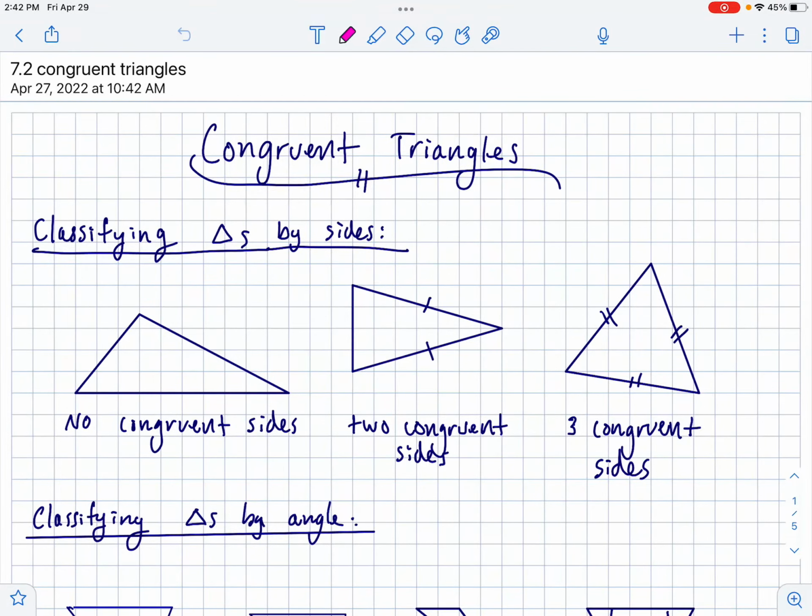All right, you guys. Today for 7.2, we are going to talk about congruent triangles. I forgot our essential question. Let's just write it in. Essential question of the day, how can I prove triangles are congruent?